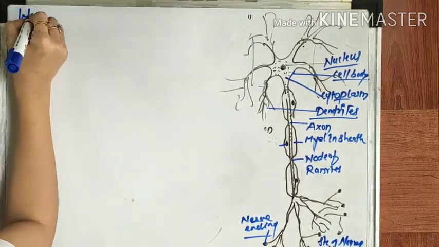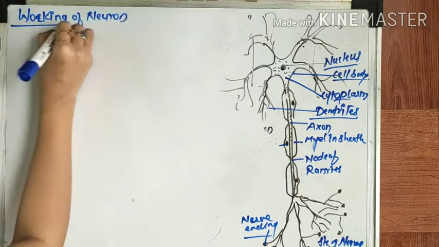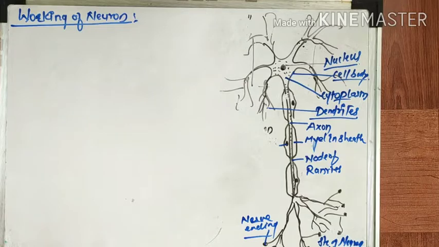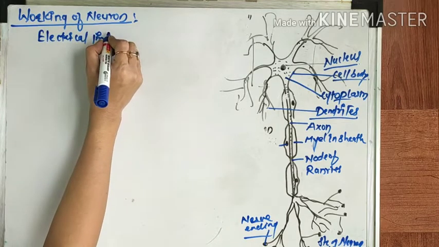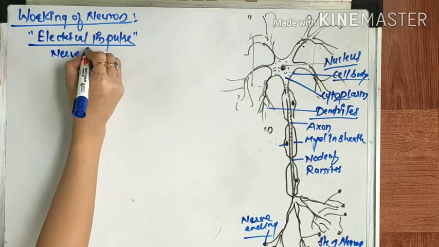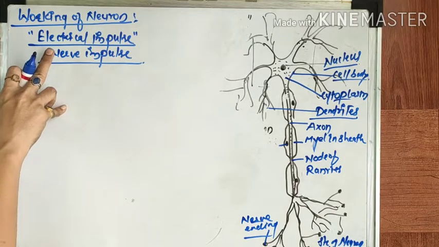So let's start with the working of neuron. Here, the message which the neuron transmits in the form of electrical impulse, as we already discussed, whatever message the neuron transfers is always in the form of electrical impulse, or it's also known as nerve impulse. So the message which the neuron transmits in the form of electrical impulse is called a nerve impulse.